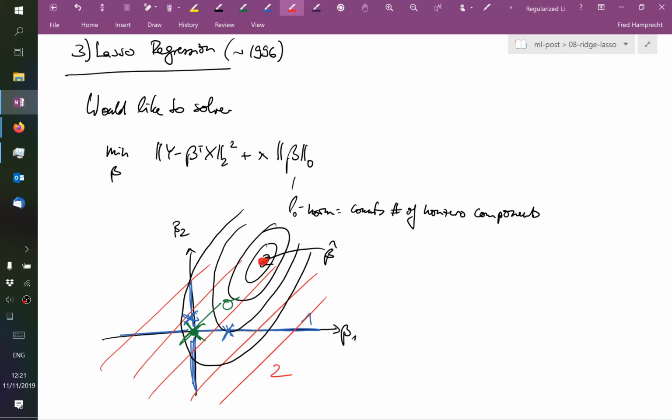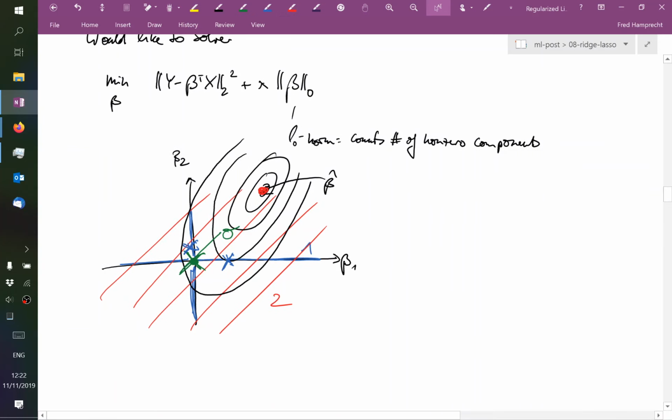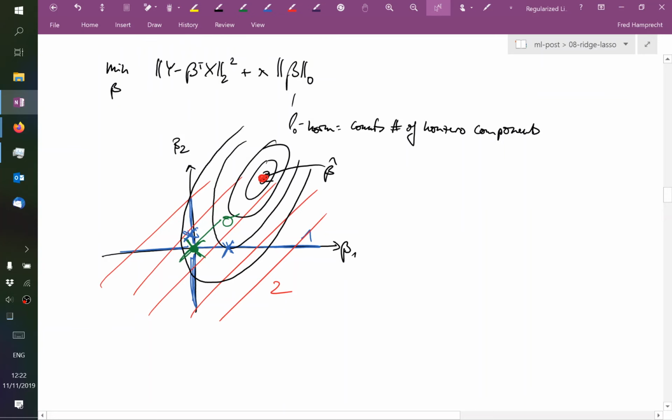In that sense, it is combinatorial. It's try this and try that and try that. Now, trying out three solutions is no problem, but as we go to higher dimensions, there's this exponential increase in the number of solutions that we have to try out, and the problem becomes hard. So this is why, instead of the L0 norm, there is a desire to use something which is more tractable.